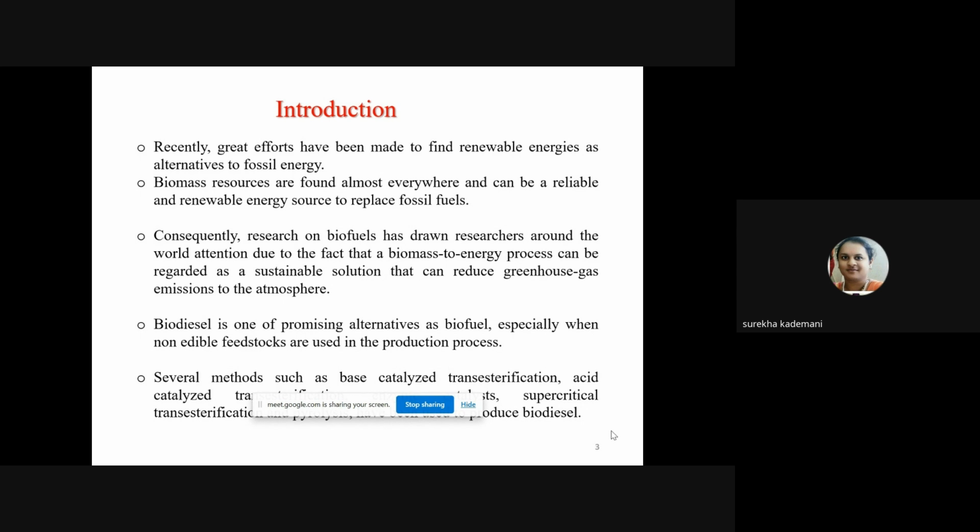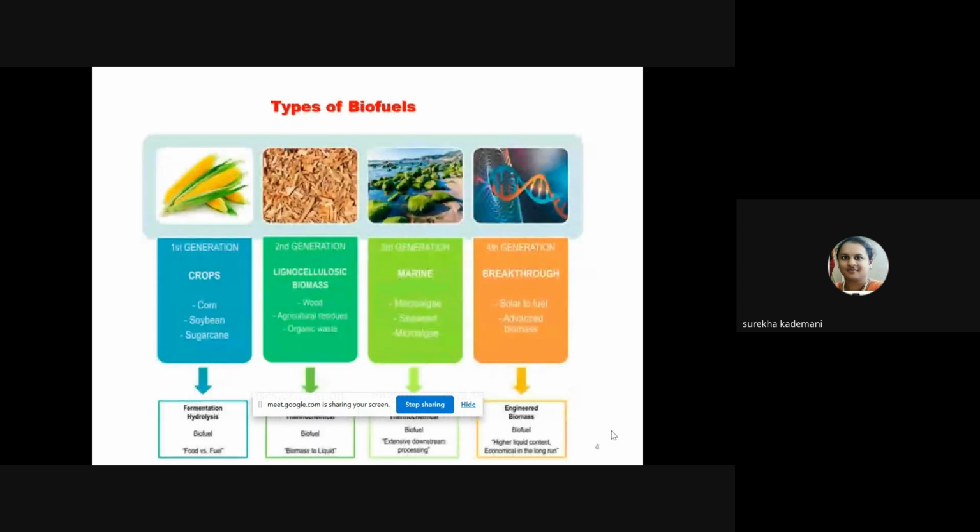Research on biofuel has drawn worldwide attention due to the fact that a biomass to energy process can be regarded as a sustainable solution that can reduce greenhouse gas emission to the atmosphere. Biodiesel is one of the promising alternatives as a biofuel, especially when we use non-edible feedstock for the production of biodiesel. Several methods such as base catalyzed transesterification, acid catalyzed transesterification, supercritical transesterification, and pyrolysis are used for the production of biodiesel.